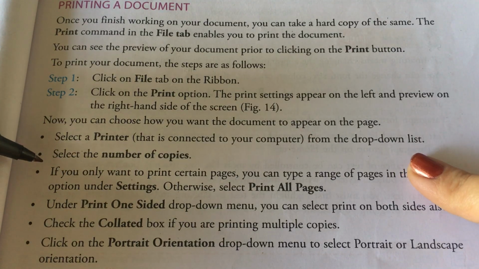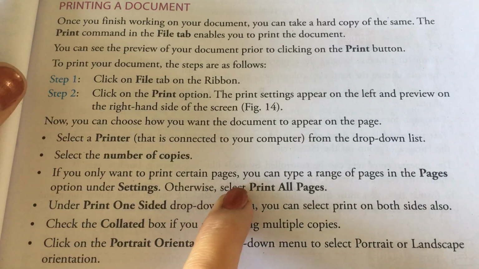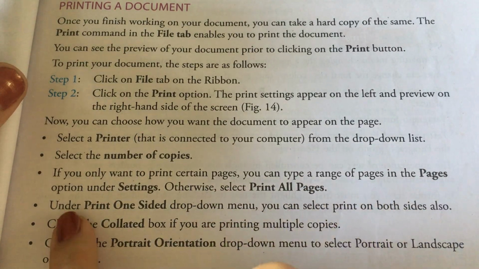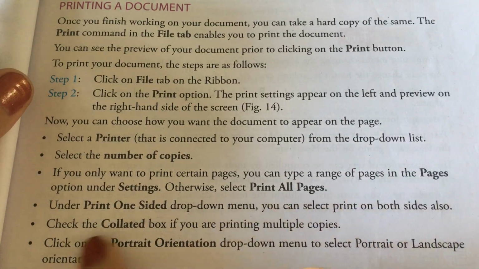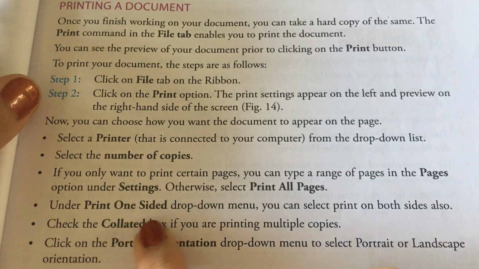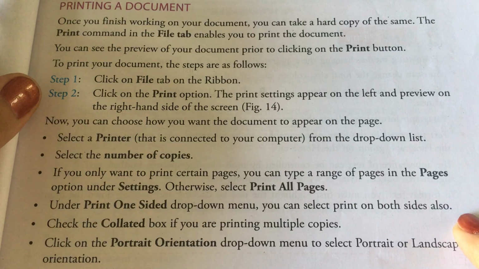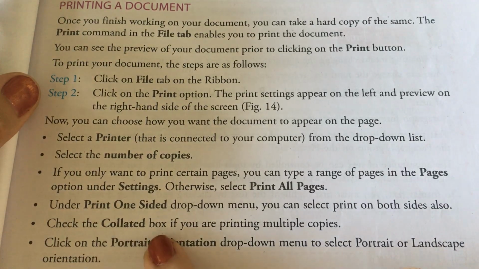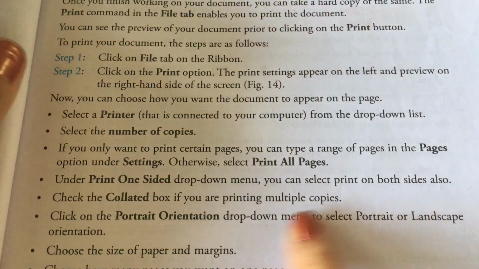2. Select the number of copies. And if you only want to print certain pages, you can type a range of pages in the Pages option under Settings. Otherwise, select Print All Pages. Under Print One-Sided drop-down menu, you can select Print on both sides also. Check the collated box if you are printing multiple copies.